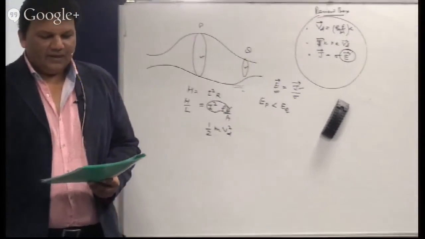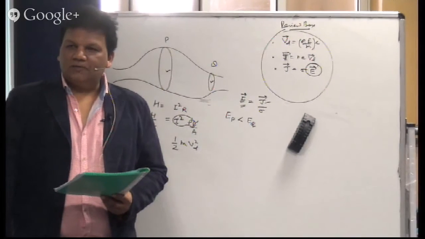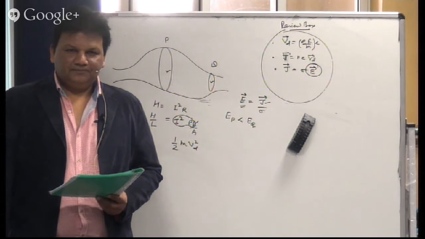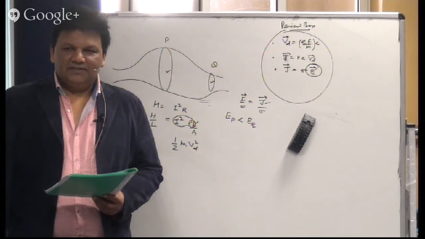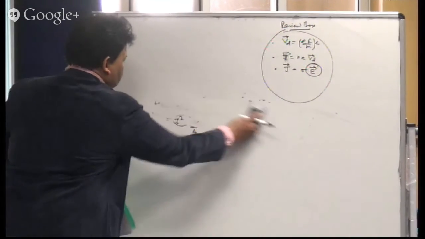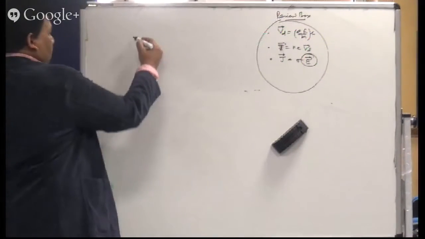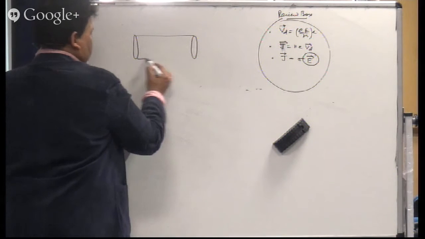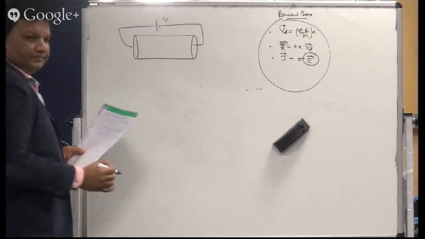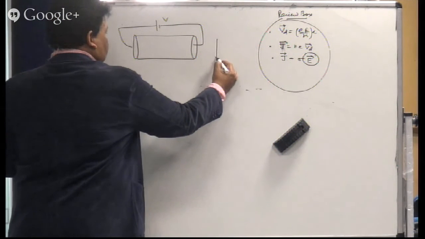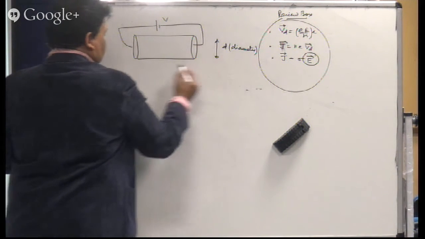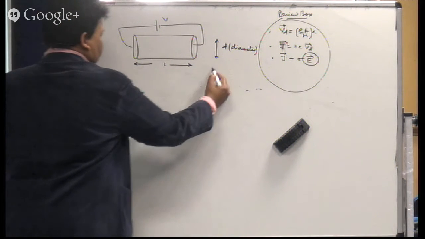Potential difference is applied across a copper wire. The diameter is D and the length is L. There's a conducting wire. I've applied a potential difference across this. The diameter is D, and L is the length of the wire.